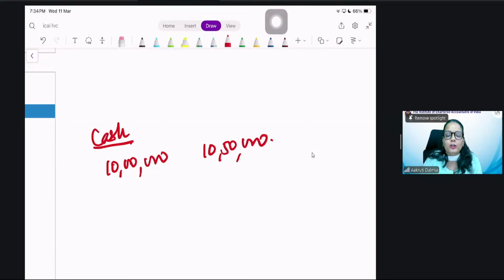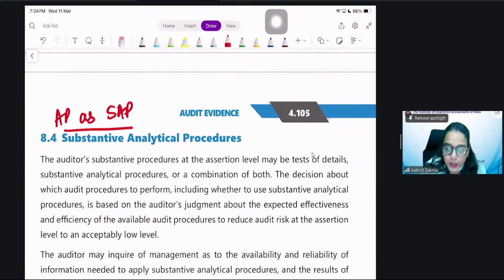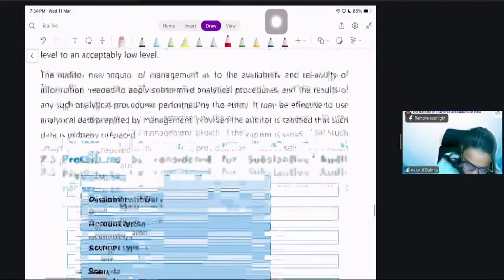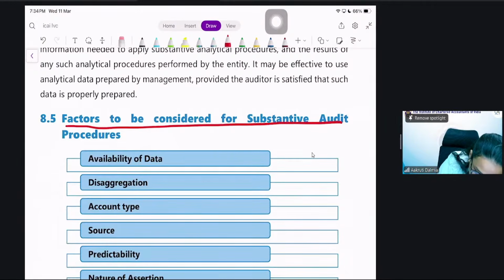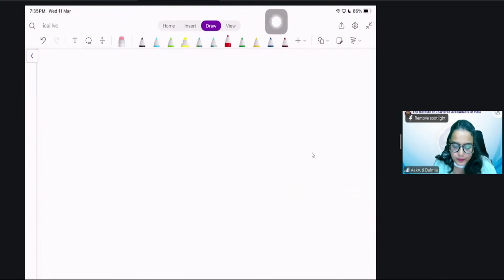So when we are trying to use analytical procedure as substantive analytical procedure, we have to see what kind of item we are verifying. So, factors to be considered for substantive analytical procedures. We are going to do this question now. I'm going to do it like a story first, then we will come to the theory of the book. Everyone ready for the story? A continuous story, okay? Pay attention.